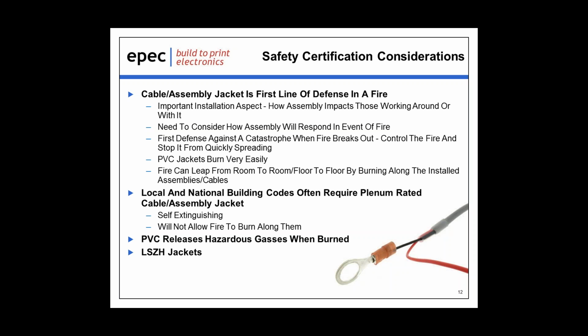There are plenum-rated PVCs that can be used where the general public frequents, but they are specific blends for that application. And building codes usually specify that plenum compounds need to be used in those types of applications. And as I mentioned before, when PVC is burned, it releases hazardous gases that are very harmful to people and to electronic equipment. There are low smoke, zero halogen jackets, which take all the halogen materials out of the compound, as well as providing a very low smoke application, where if a fire happens in a building, the cables do not contribute to any smoke density, nor do they give off any hazardous materials that will cause harm to people or electronic equipment around it.